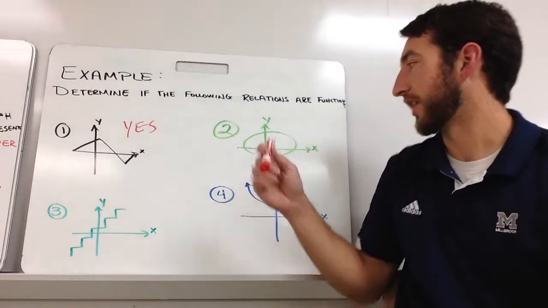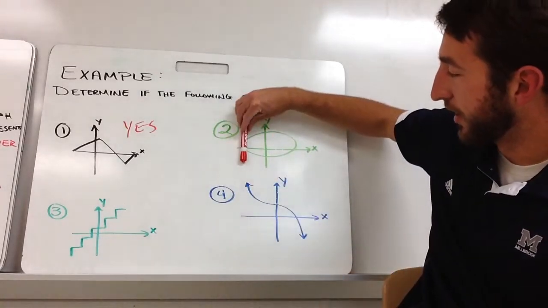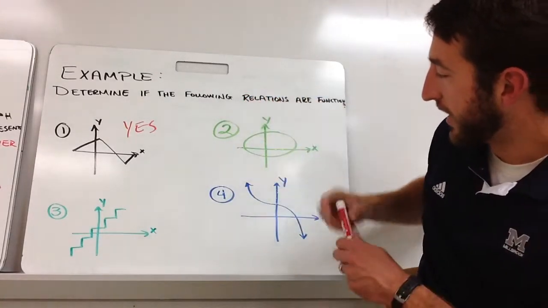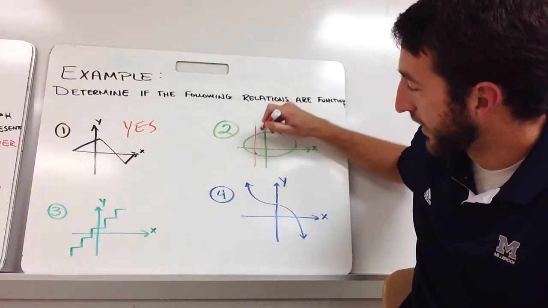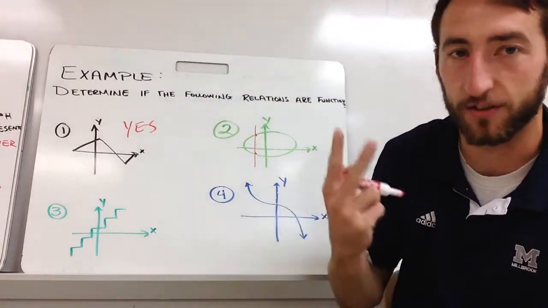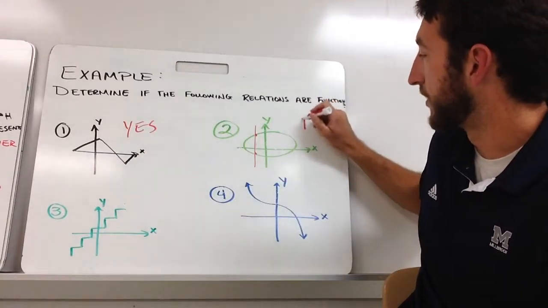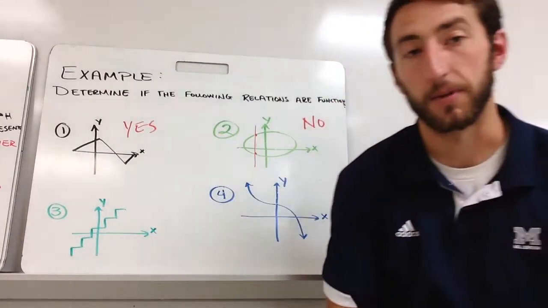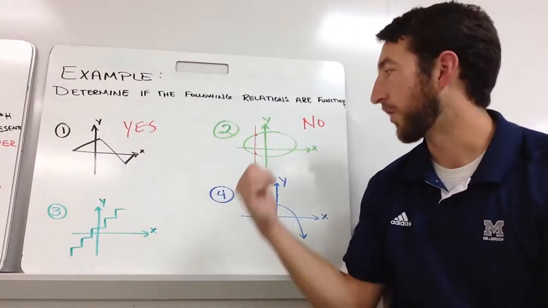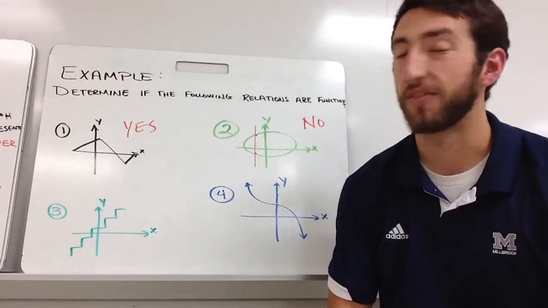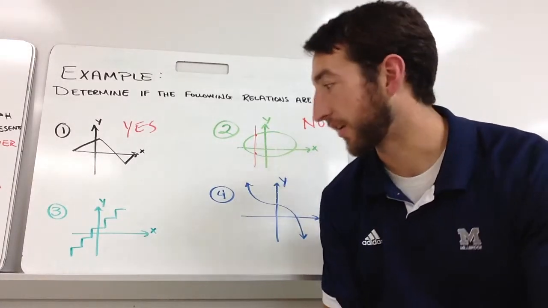All right, number 2, we've got a circle. If I draw some vertical line right there, I hit there and I hit there, that's going to be a problem. That hits twice, so that one is no, it's not a function, because it fails the vertical line test. So if it ever asks you to explain why this is not a function, you could just say that it fails the vertical line test, and that would be fine.